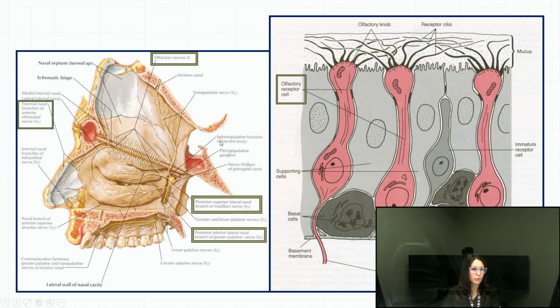These are those branches. Here, if we zoom in into that olfactory epithelium, you can observe those cells. Those are olfactory receptor cells with the olfactory receptor cilia, right? And in between those olfactory cells, you have the supporting cells and more immature receptor cells and basal cells, right?